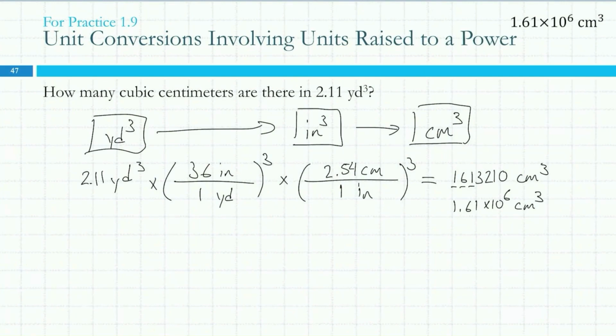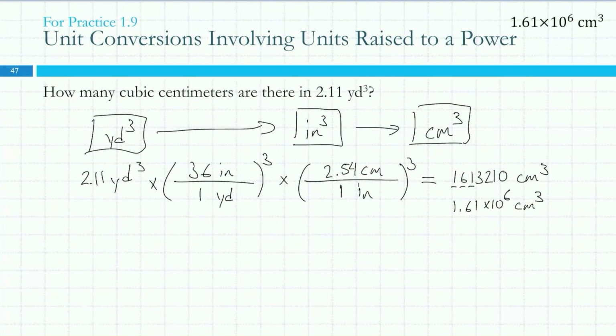Okay, just calling out some of the things that I've seen in the past. This 2.11 yards cubed, that's already been cubed, right? I don't need to, this cube is for just the yards. It's not like the whole thing's in parentheses. I don't need to cube this 2.11 when I plug it into the calculator. Okay, so this is one way to do it. This is probably faster, easier to type into your calculator.